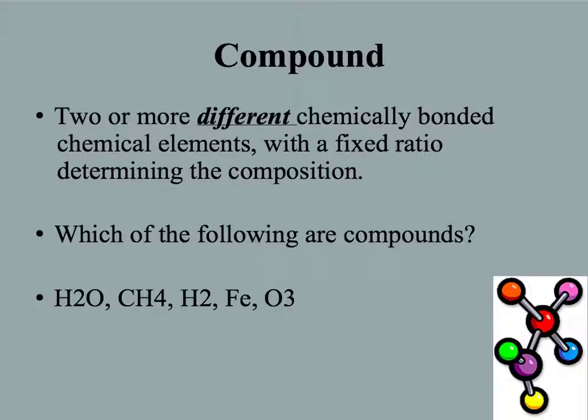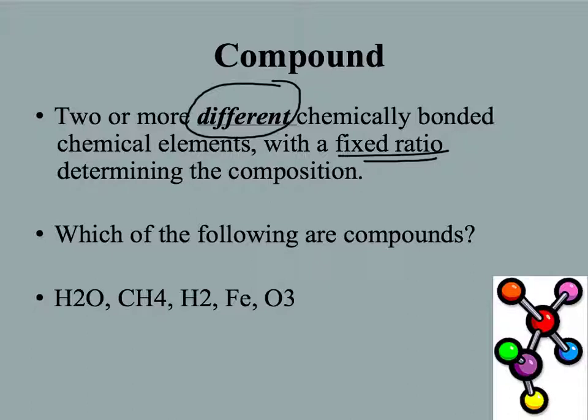Alright, now this one gets a little more complicated. A compound is when you have 2 or more different, and I'm going to circle that word different, chemically combined chemical elements. And they're in a fixed ratio that determines the composition of our compound. So we're looking here for 2 or more different elements. We're going to look for 2 different symbols then, and the ratio of those elements cannot change.